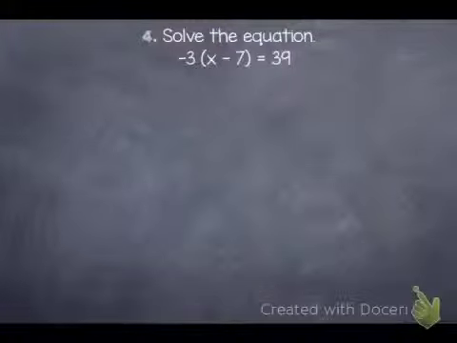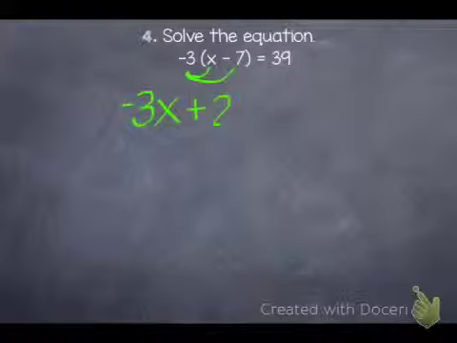Okay, our last problem is yet one more distributive property. So we have -3 hanging out in front of this x minus 7 term. So we're going to distribute it to both terms. So -3 times x is -3x. And then a negative times a -7 becomes a positive 3 times 7, which is 21. I'm going to bring down equals 39.